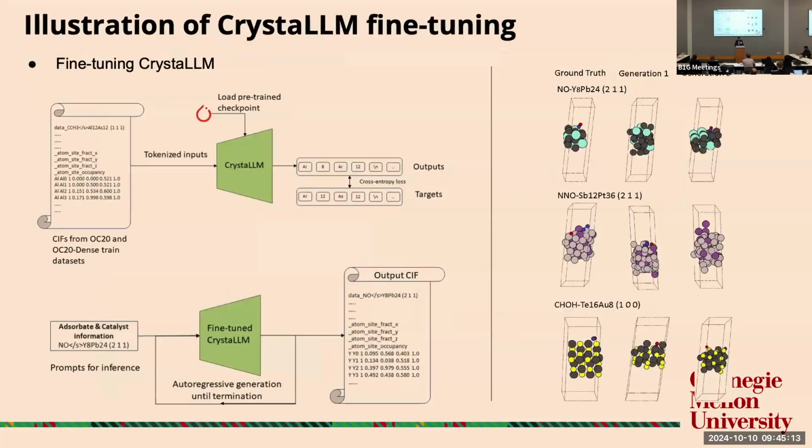But anyway, we found a way to fine-tune Crystal LLM, which I think is a great paper for generative design with LLMs. We fine-tune it with autoregressive generation until termination, and then we get the adsorbate-crystal information as text, which is able to create a CIF file, and then we parse it. You can see some samples of the CIF files here.